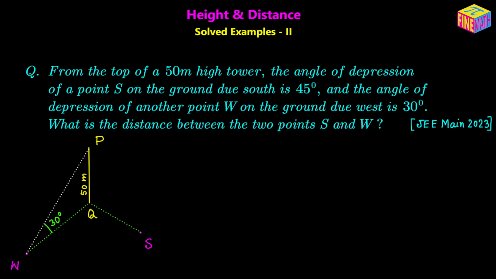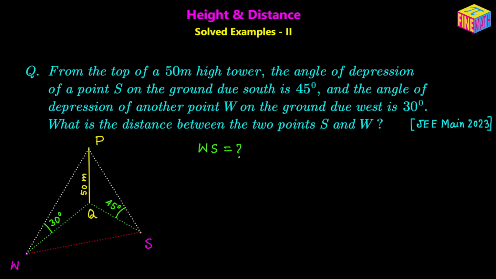Now I am going to join the line of sight from S to P, and there I have noted that the angle of elevation is 45 degrees because the question says that the angle of depression of point S from P is 45 degrees, and we know that it will be the same as the angle of elevation of P from S, so I have noted it as the angle of elevation. And then finally I have connected W and S. This is the straight line distance that we have to calculate.